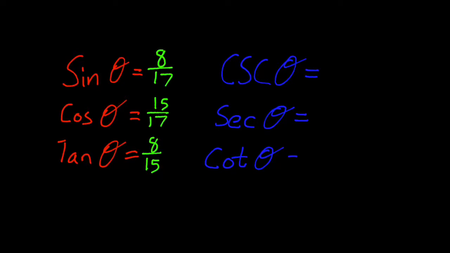And what's nice about these reciprocal functions is that whatever the sine, cosine, and tangent are, these are the reciprocals. They are flipped. So cosecant is 17 over 8. All I did was take this fraction of what was sine, and I found the reciprocal. Secant is 17 over 15. And cotangent is 15 over 8. And there we have it. We have our 6 trig functions, we have our 3 basics, and our 3 reciprocals.